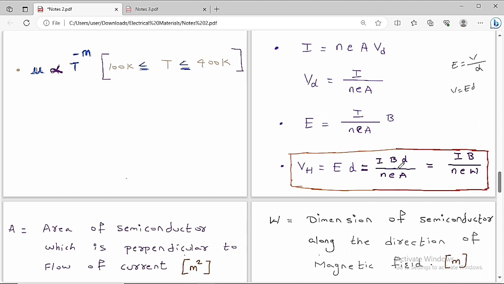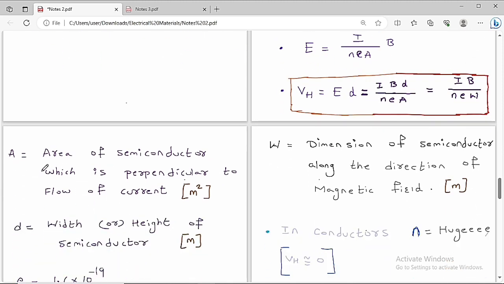But if you want to write the formula for the P type of semiconductor, instead of N you have to write P, because in the case of P type semiconductor, holes are the majority carriers when compared to electrons. So that is the reason. The Hall voltage has a different polarity for the P type and N type. For P type it is positive Hall voltage and for N type it is negative Hall voltage.